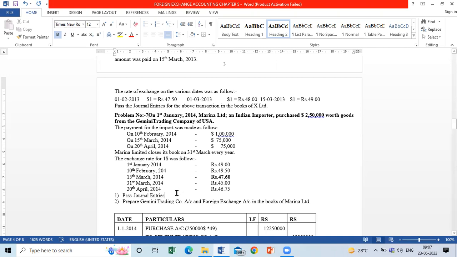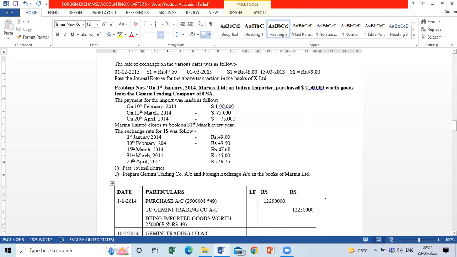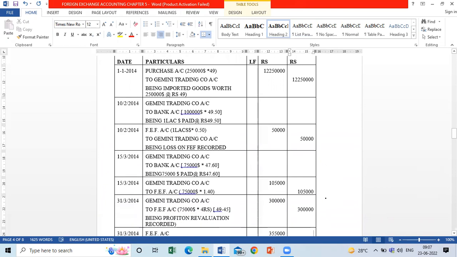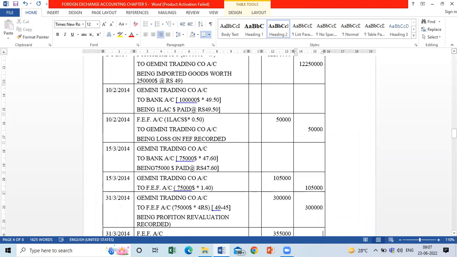Now we are told to prepare the ledger accounts. We are supposed to prepare two accounts: one is the Gemini Trading account and one is the foreign exchange account in the books of Marina Limited. This is basically only the posting that we are supposed to do. So let's try to work it out. It's quite easy. Look carefully at the journal entries.